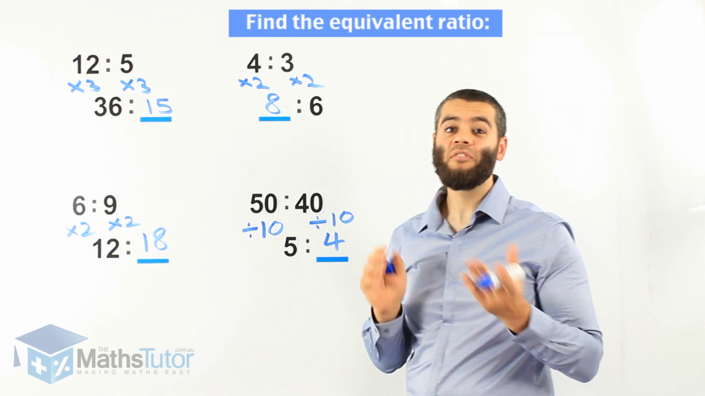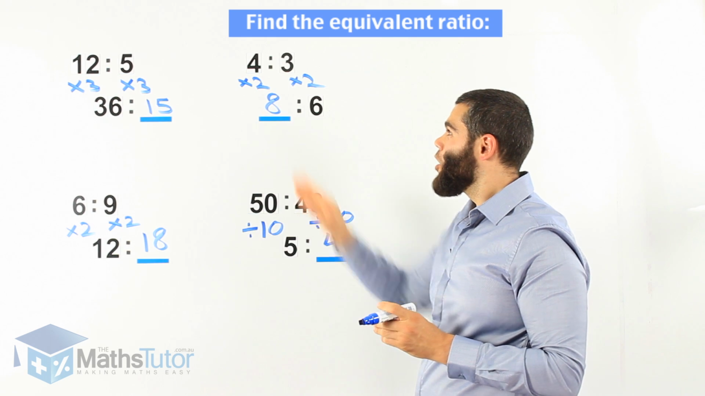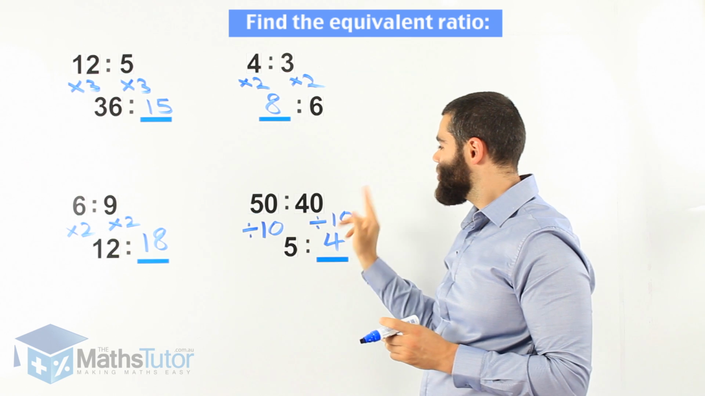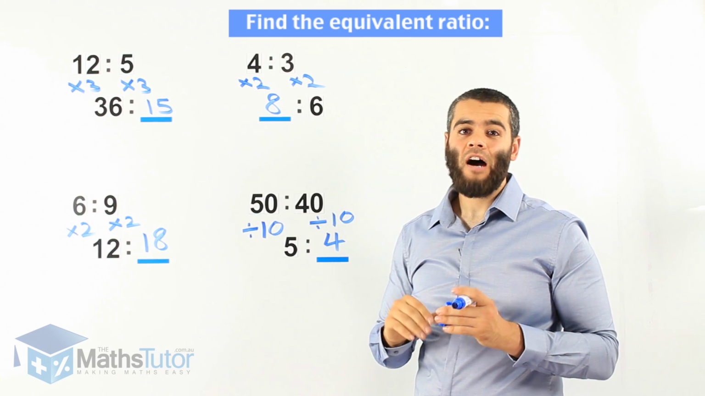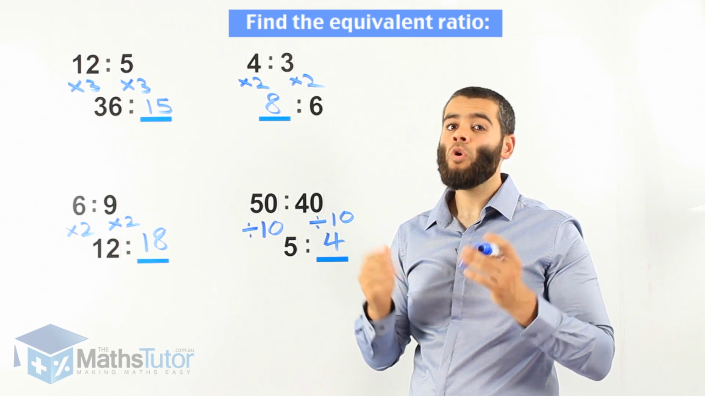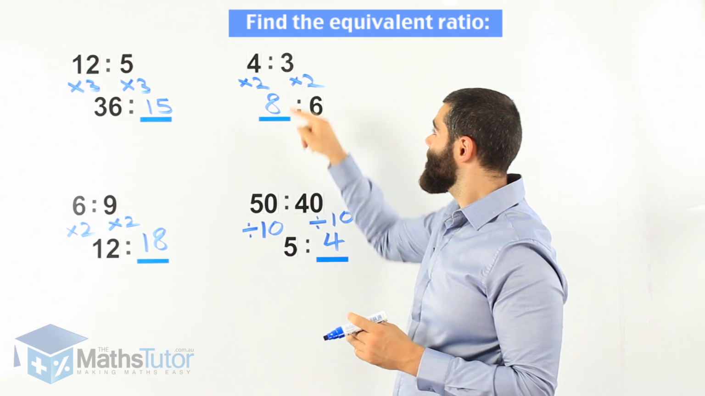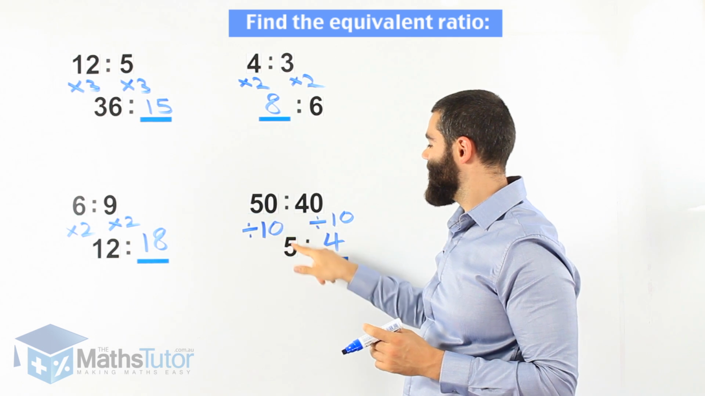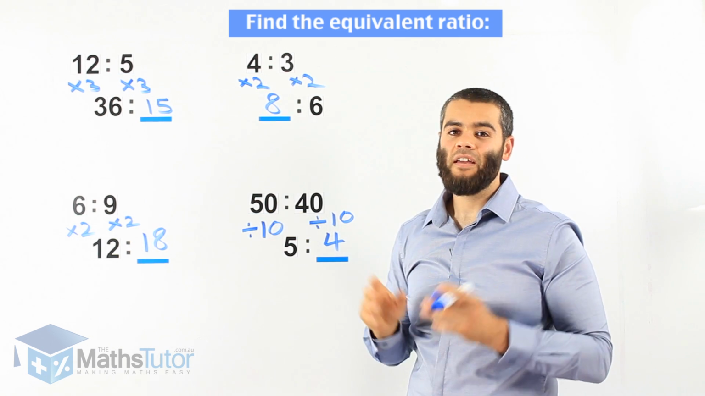Equivalent ratios, very easy, straightforward. What we do to one, we do to the other. And we notice they are equivalent. We can either multiply or divide. If we're going up, we multiply. And if we're going down, we divide. It is that easy.